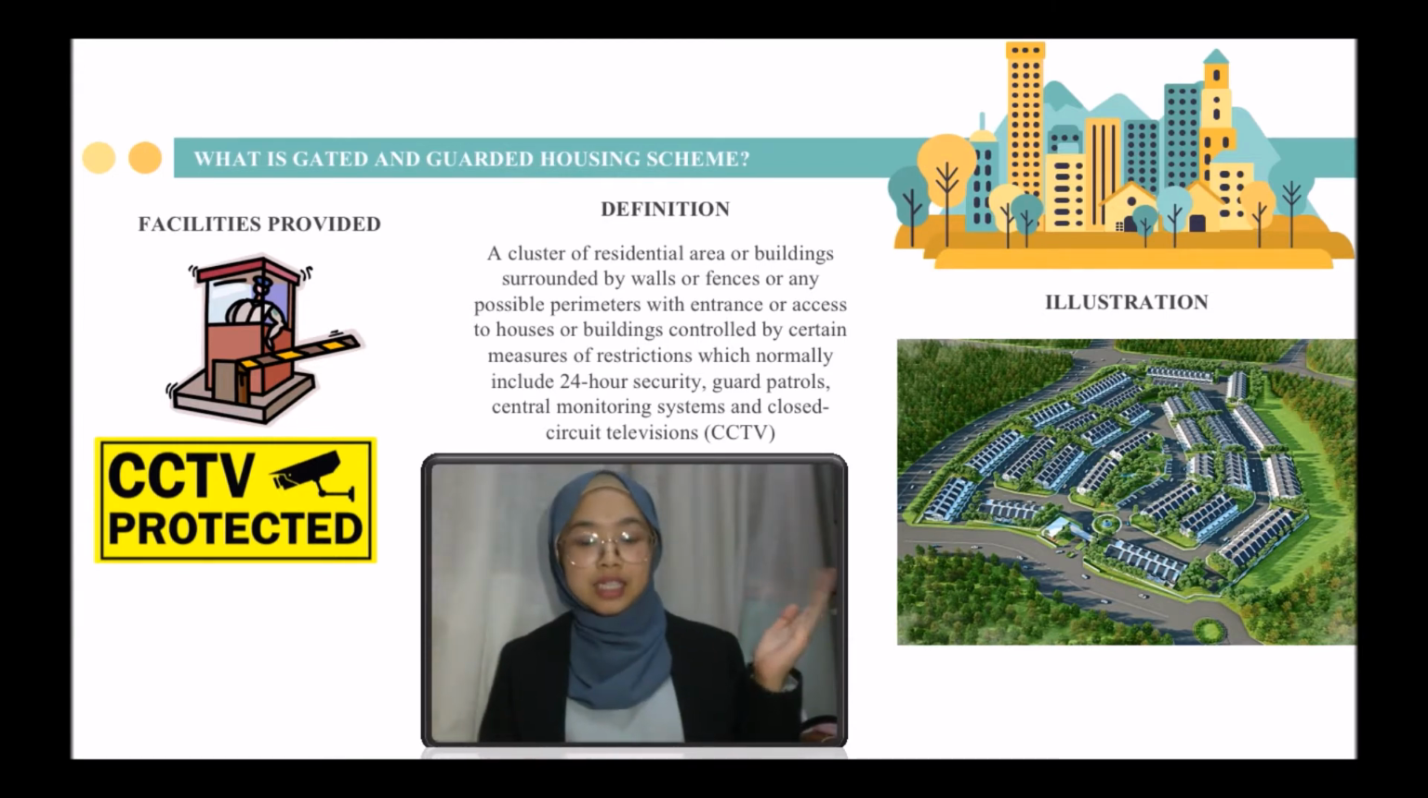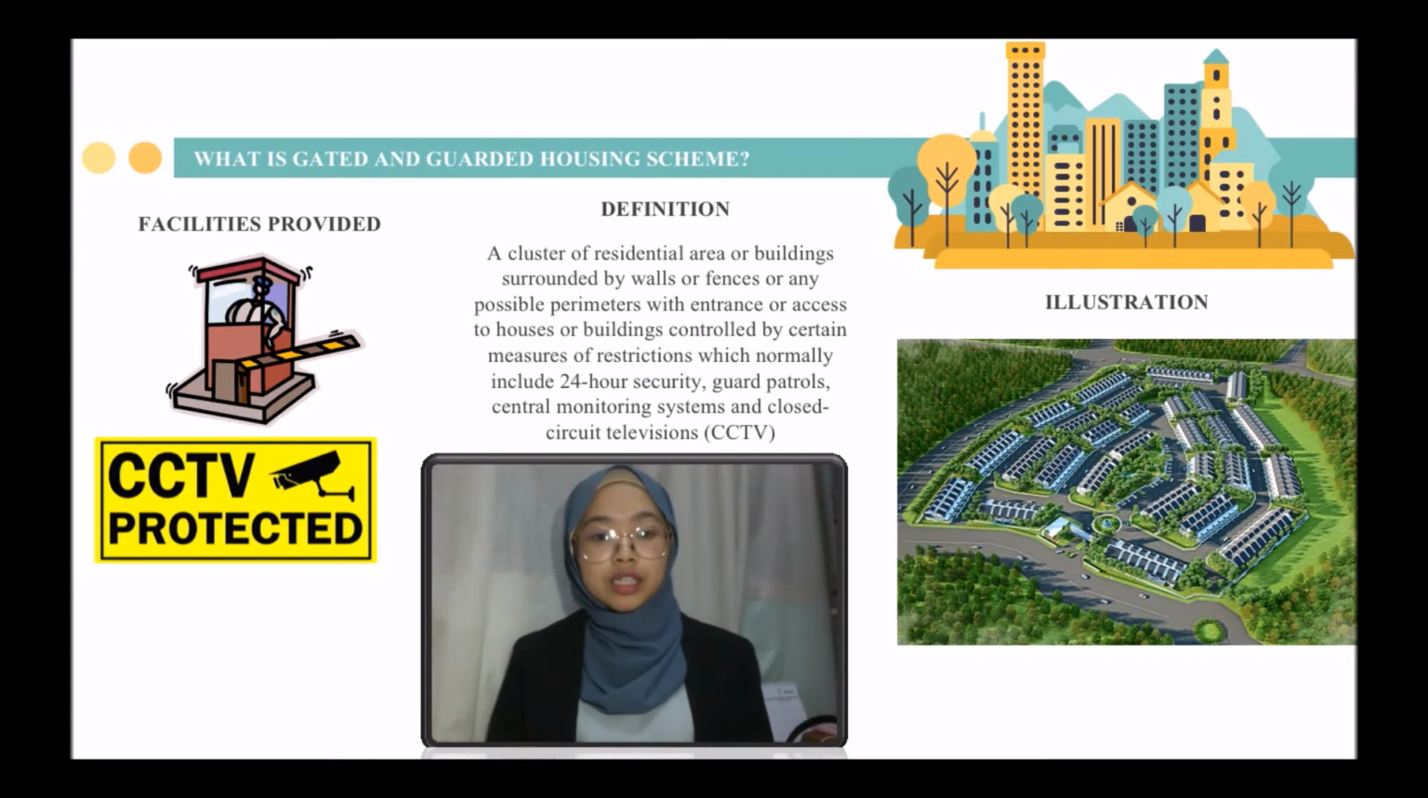This is the illustration of a gated and guarded housing scheme, and it can be seen that the guard post is located at the entrance and exit of the housing scheme. Normally, a gated and guarded housing scheme is also surrounded by walls or fences or any possible perimeters, and in this picture, the housing scheme is surrounded by green field and also some trees.